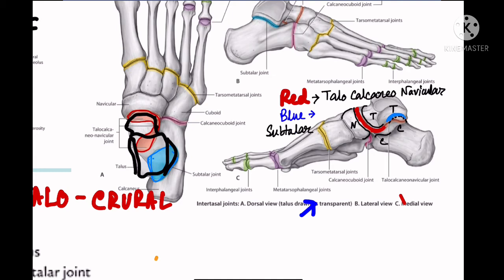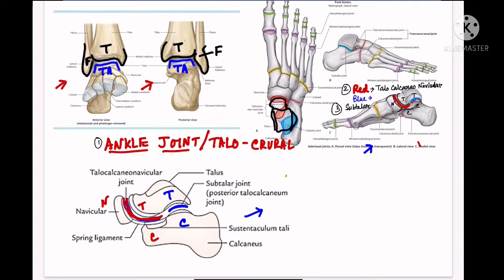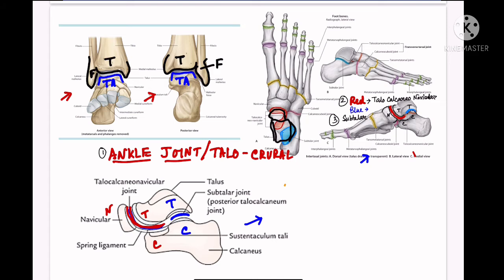Joint. So all together we get the ankle joint 1, talocalcaneonavicular joint 2, and the subtalar joint 3. 3 joints we get, that is formed by the talus. Now in order to get a better understanding of the talocalcaneonavicular and subtalar joint, I am showing you another picture after clearing the field of vision.